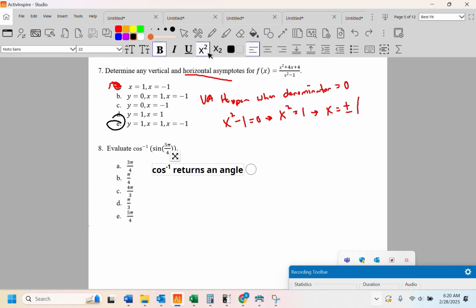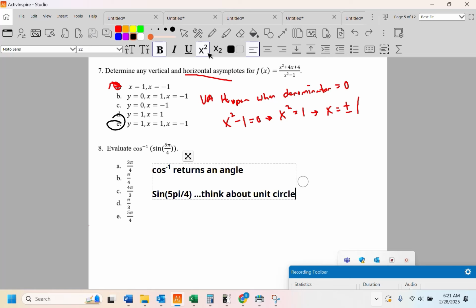Thankfully, the author of this question didn't put a side length in. They should have. But arc cosine returns an angle, which is what you have. So let's figure out the sine of 5 pi over 4. So we'll probably do that by thinking about the unit circle. We just think about the unit circle, and we think about 5 pi over 4.